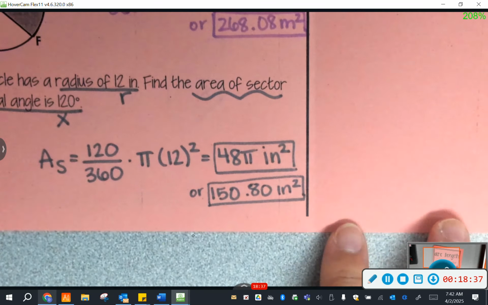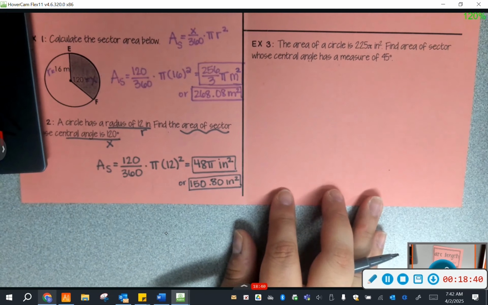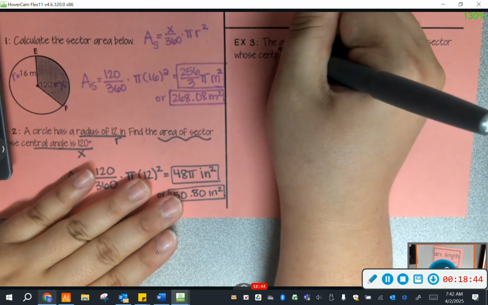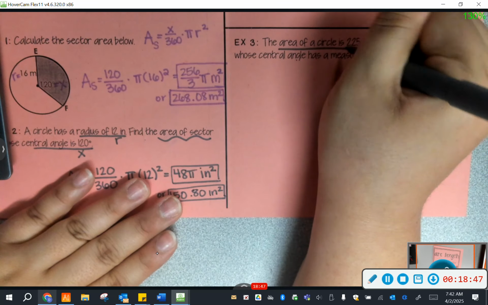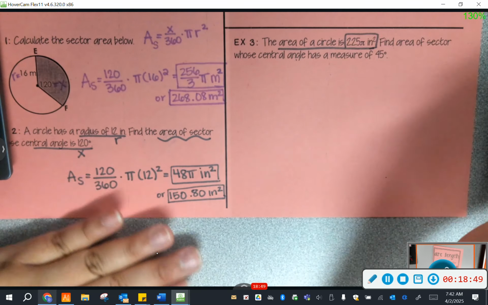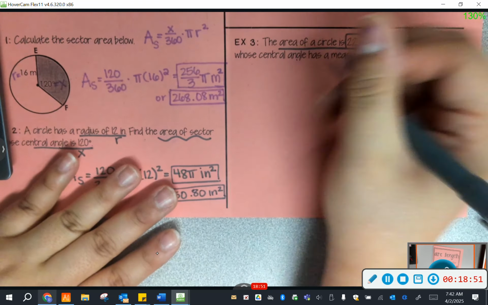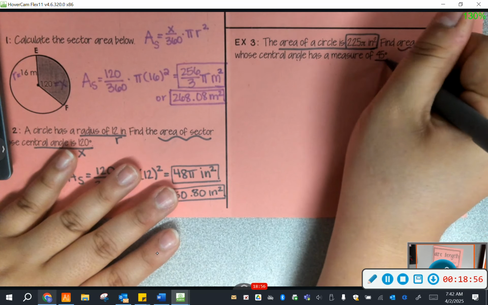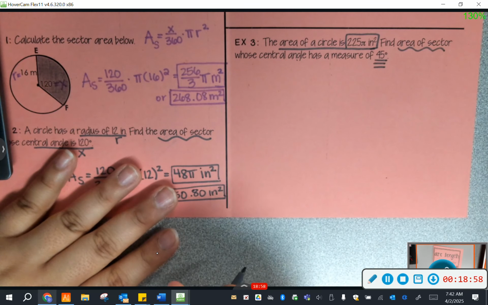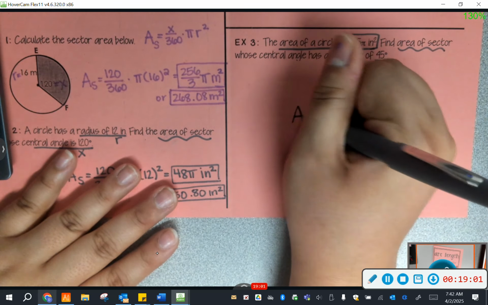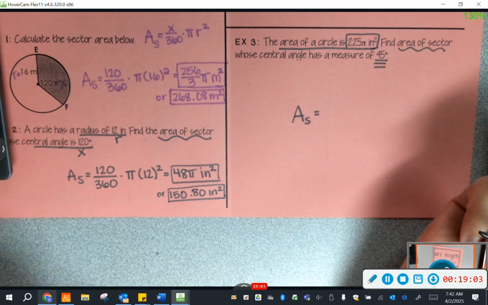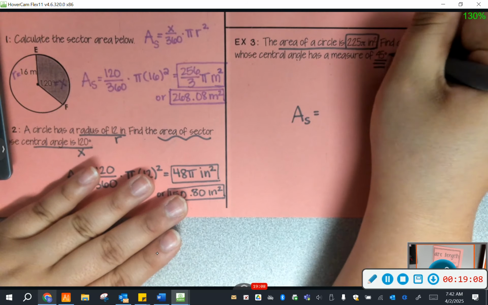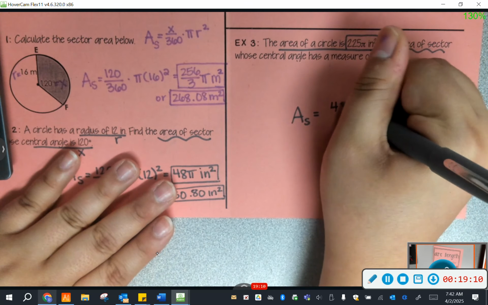All right, last but not least, it says the area of a circle is 225 pi inches squared. This is the area of the whole circle. Find the area of the sector, so that's what we're looking for, whose central angle has a measure of 45. So to find the area of the sector, what's my x? 45 over 360.